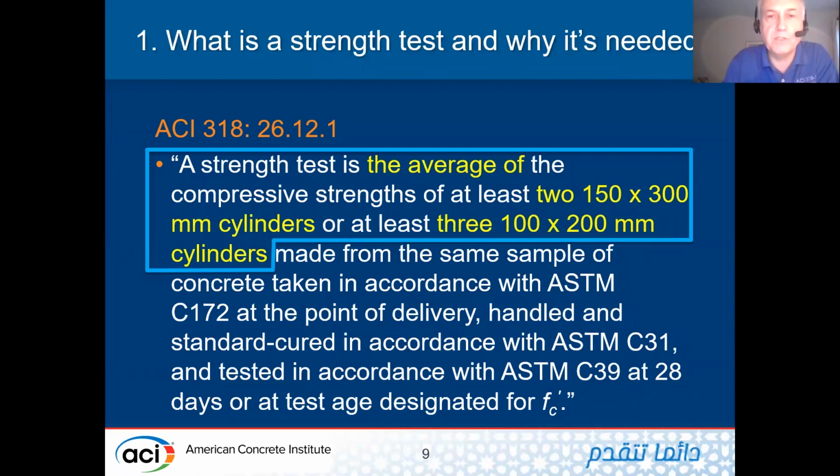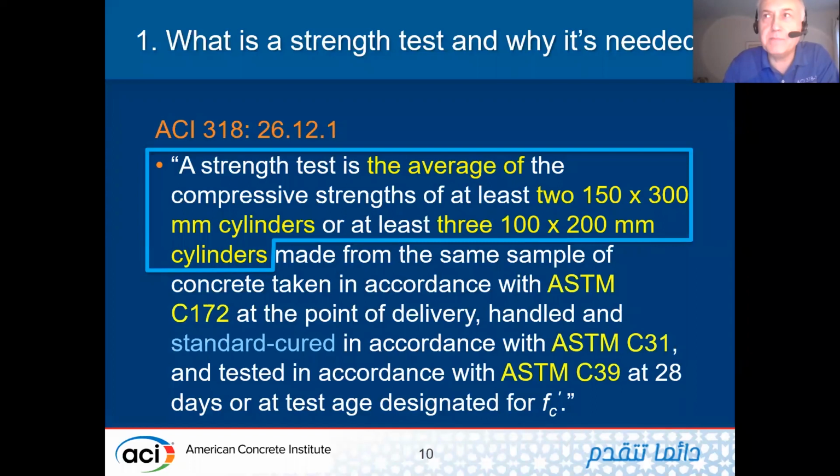So again, the strength test in the definition of ACI 318 and ACI 301 is not a 1 cylinder break or 1 cylinder strength. It's the average of either 2 cylinders or 3, depending on the cylinder size. So that's the first very important thing. And if you are to remember one thing, I would probably say remember that one.